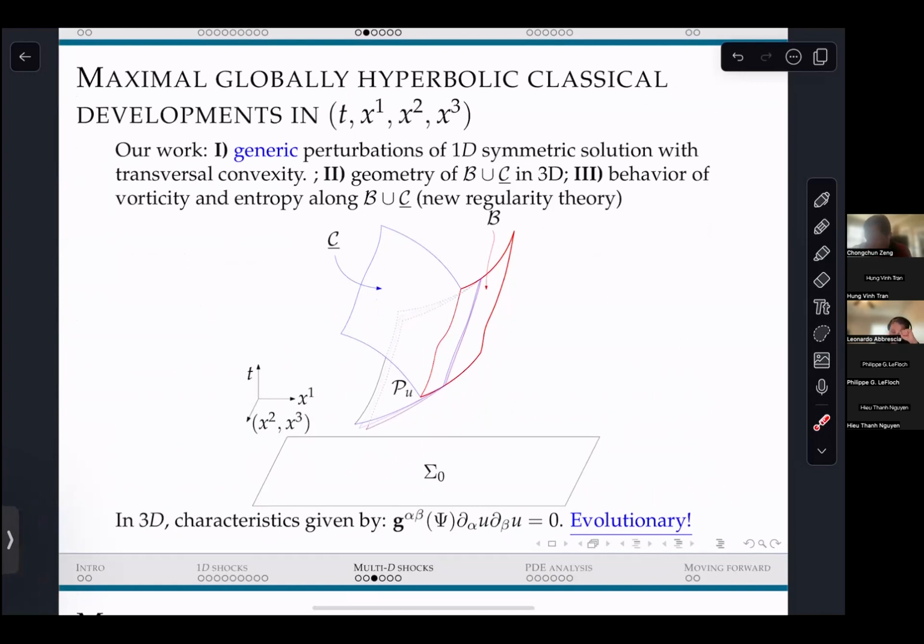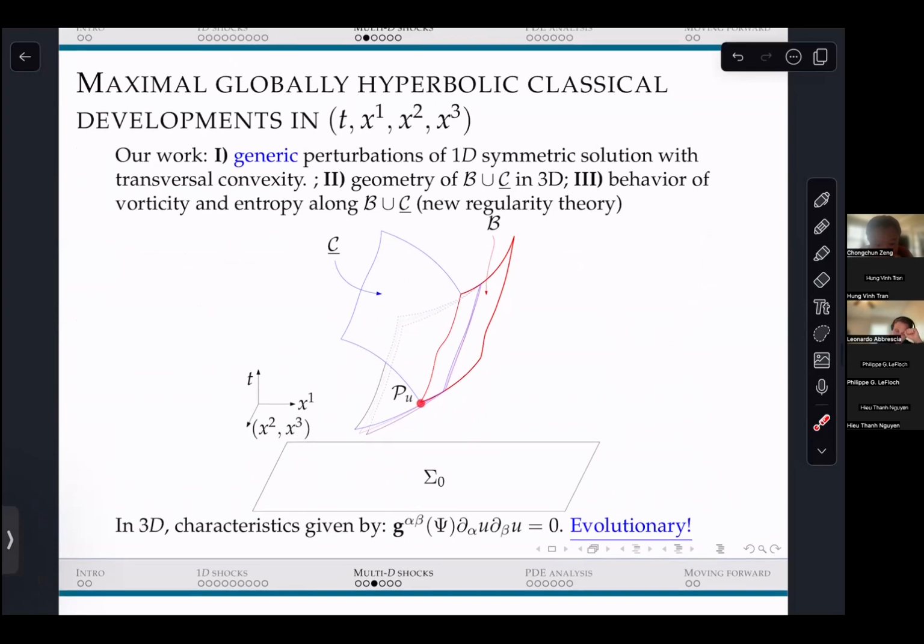So remember, the picture in 1D looked like this. This crease, the singular point in 3 space dimensions, is no longer a point, but it is a codimension 2 submanifold of space-time. The right piece of the cusp is now a codimension 1 submanifold of spacetime. I call this the singular boundary.